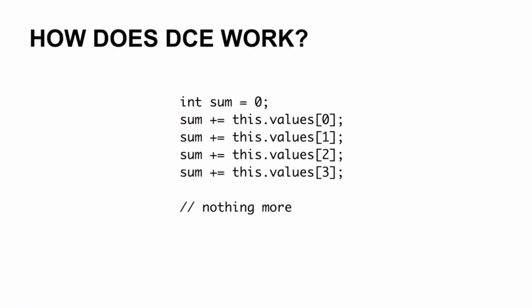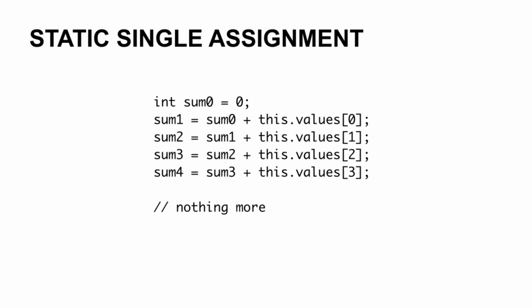Let's think about the Java equivalent of the loop unroll code for a moment. It would be something like this. Here I'm assuming an array of size 4, but obviously we could go higher. So we have sum plus equals values[0], [1], [2], and [3]. And then there's nothing after that. The way the compiler approaches this is to actually version the sum variable to make Java code that looks like this: sum0 equals 0, sum1 equals sum0 plus values[0], sum2 equals sum1 plus values[1], and so on.